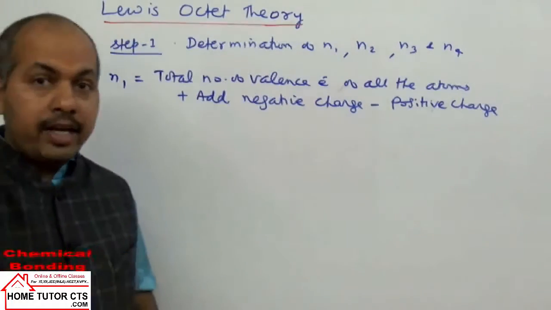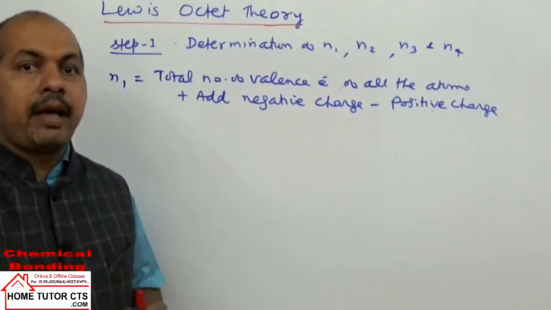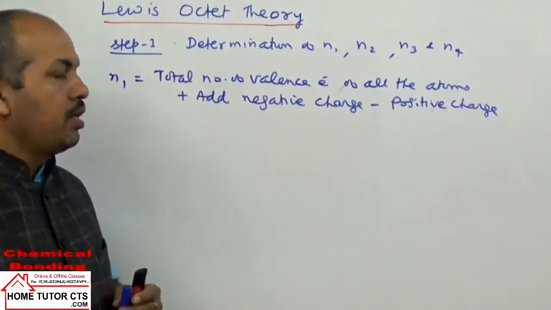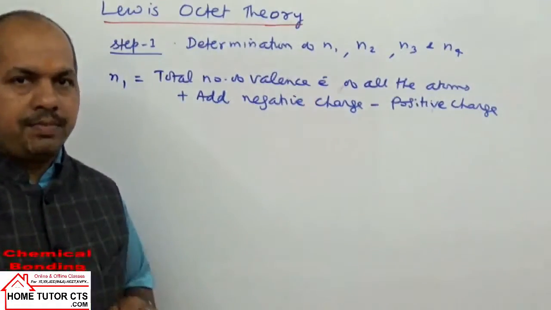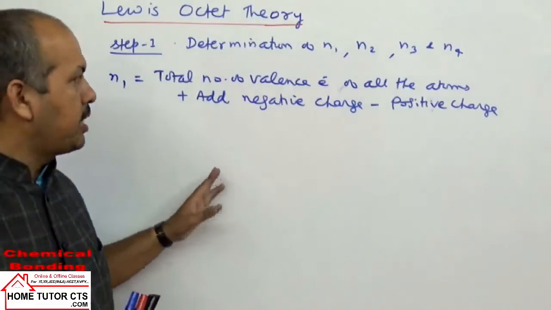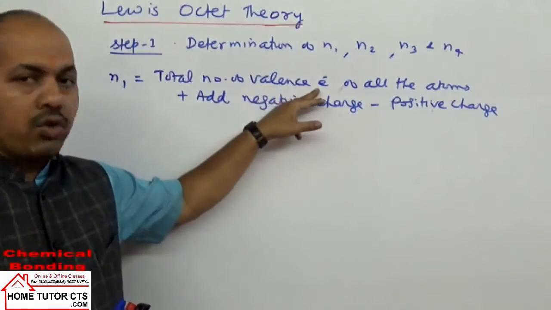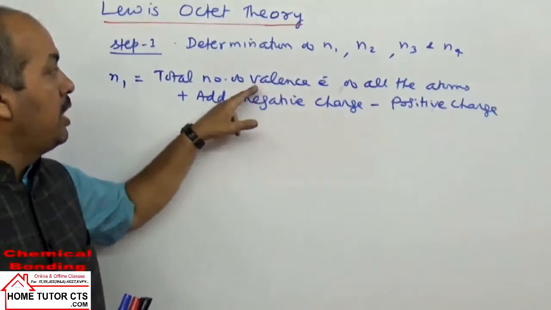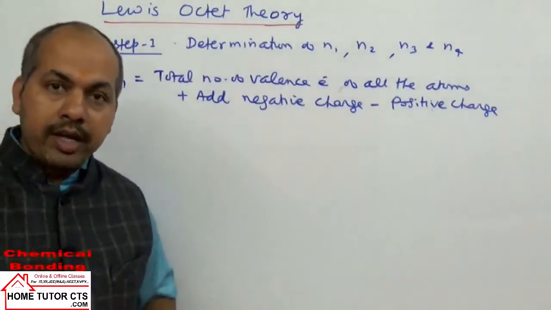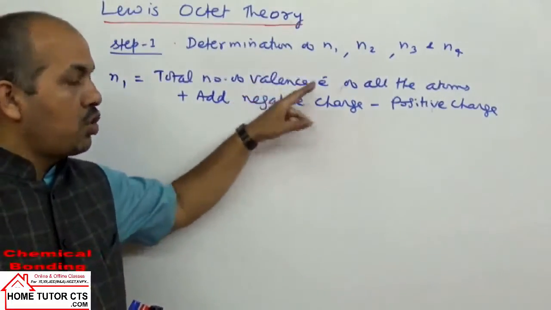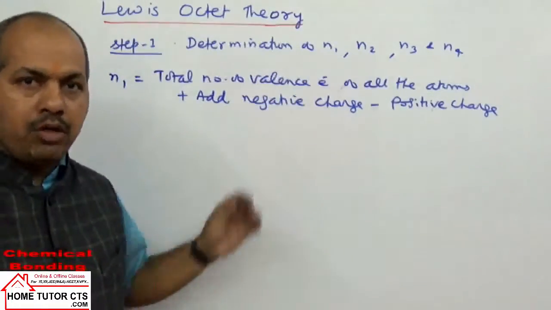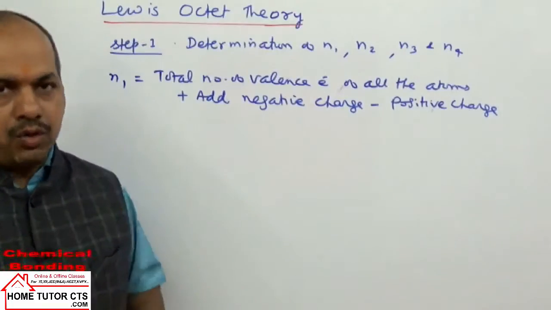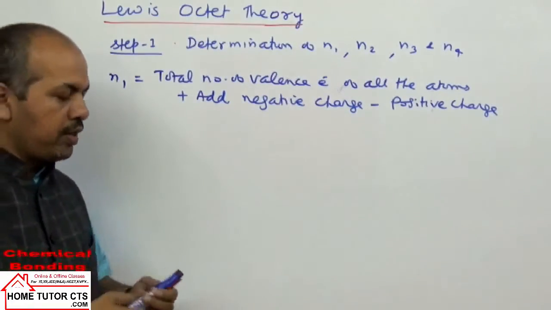Remember, only the valence shell electrons will take part in chemical bond formation, but not the inner core electrons. The inner core will remain intact. What are valence electrons? Electrons of the outermost shell are called valence electrons. They are the electrons which can take part in bonding, not the inner core electrons. So we first find the value of N1.